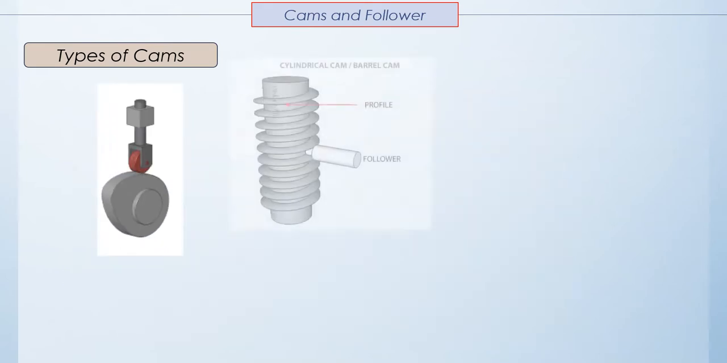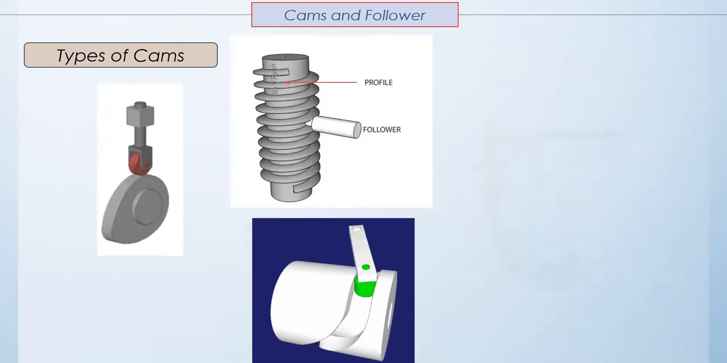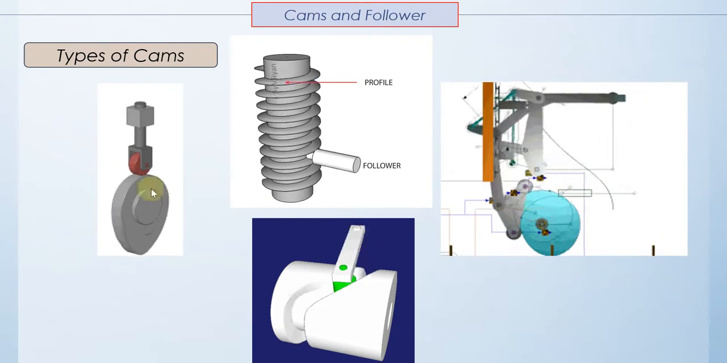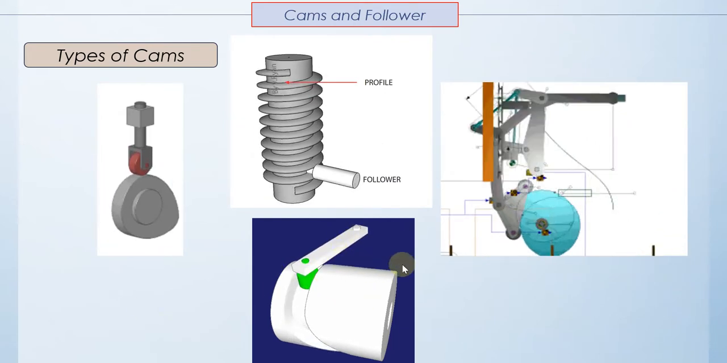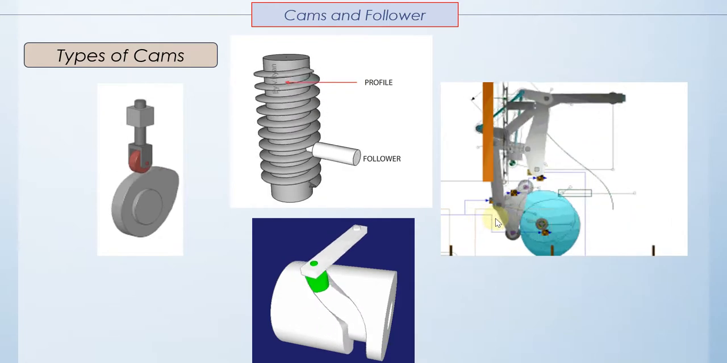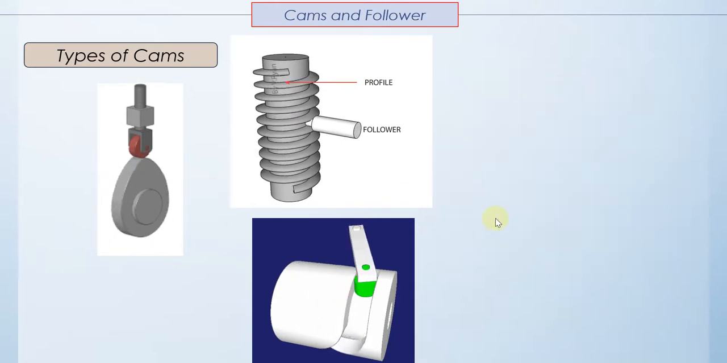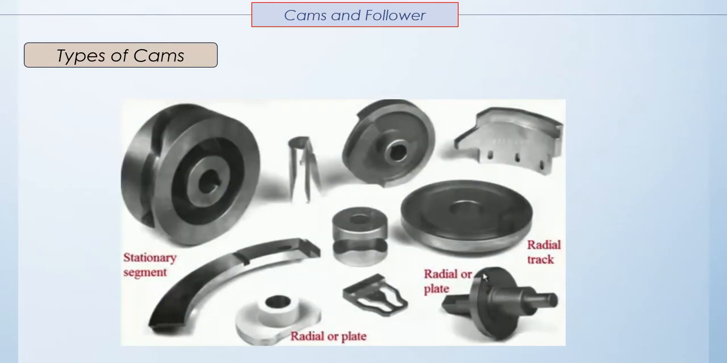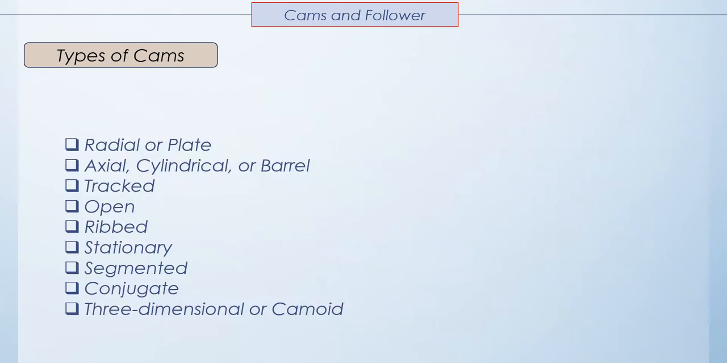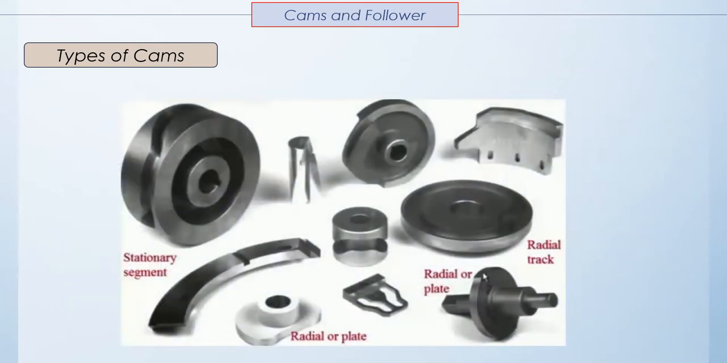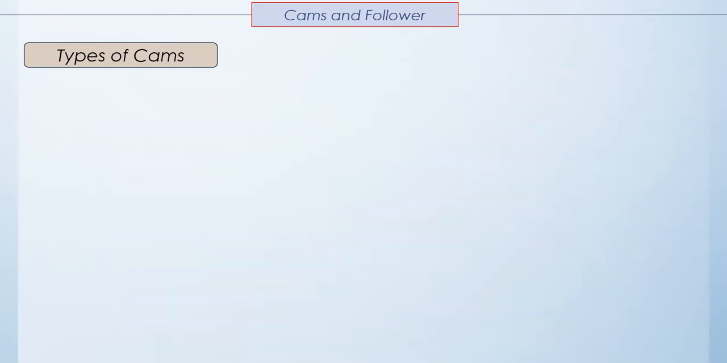Okay, this one also we call cylindrical or barrel. Okay, what is this? We consider this a camoid. Camoid, yes, camoid cam.